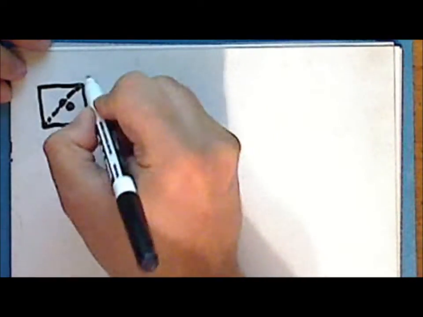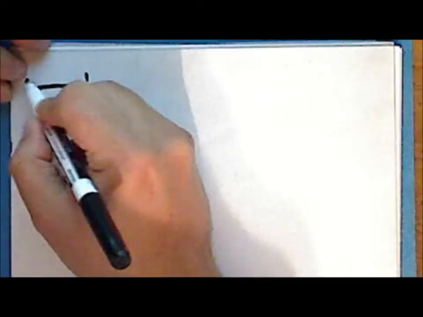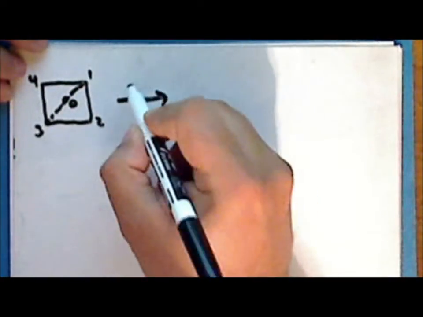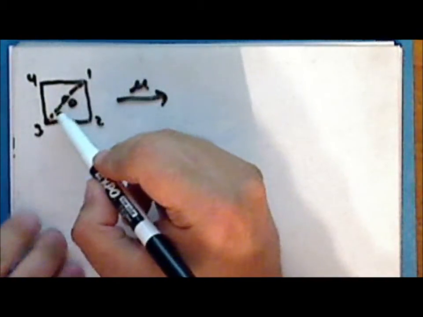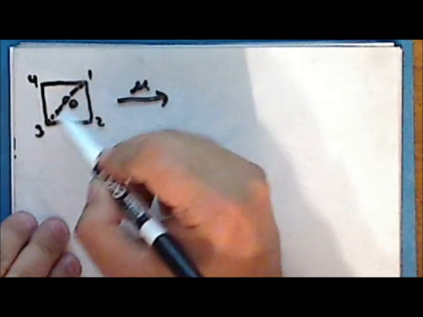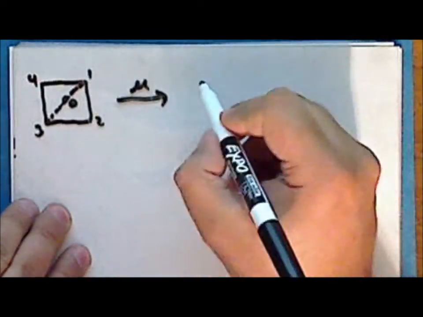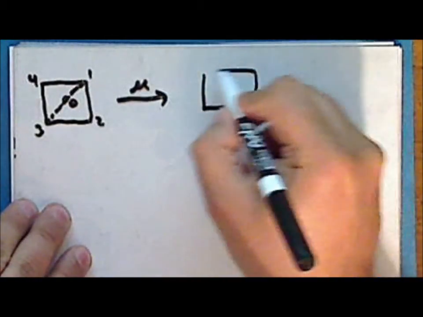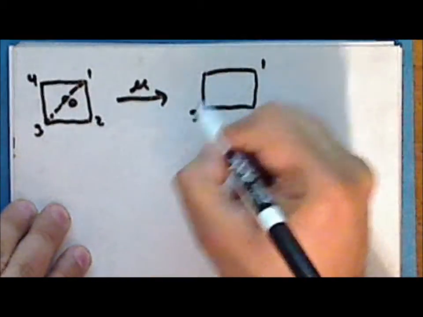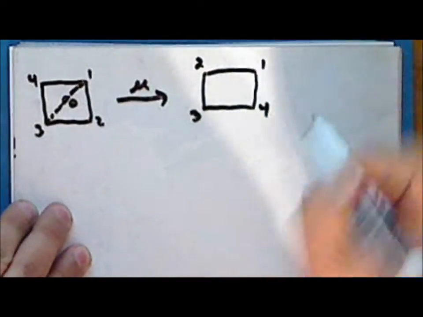And so the reflection symmetry, mu, is equivalent to reflection about the line through the center of the square and the first vertex, which also passes through the third vertex, so that 1 and 3 remain fixed, and 2 and 4 exchange places.